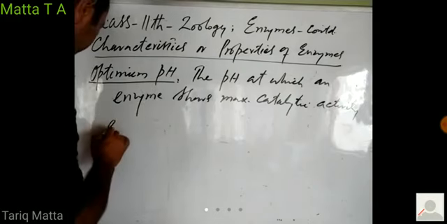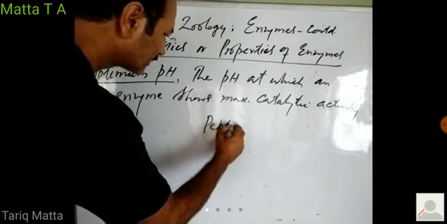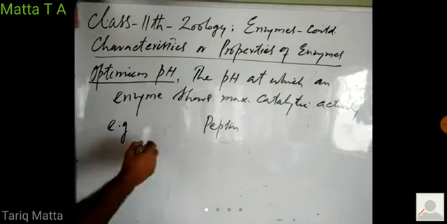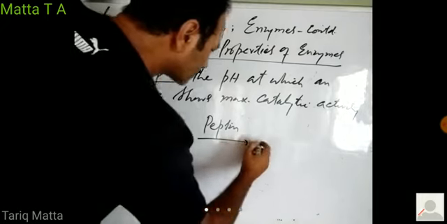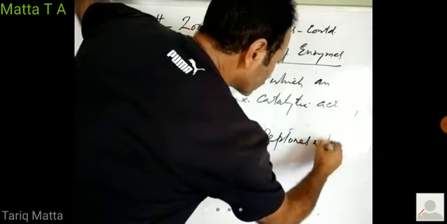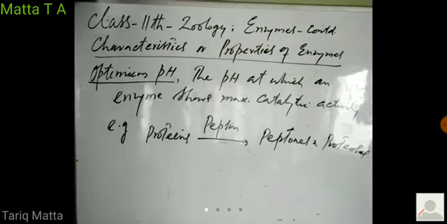For example, we have got pepsin enzyme. Pepsin is a protein digesting enzyme which is released in gastric juice. You know it is released in the form of pepsinogen. Then it is activated by HCl into pepsin, right? Then this pepsin digests proteins into peptones and proteoses.